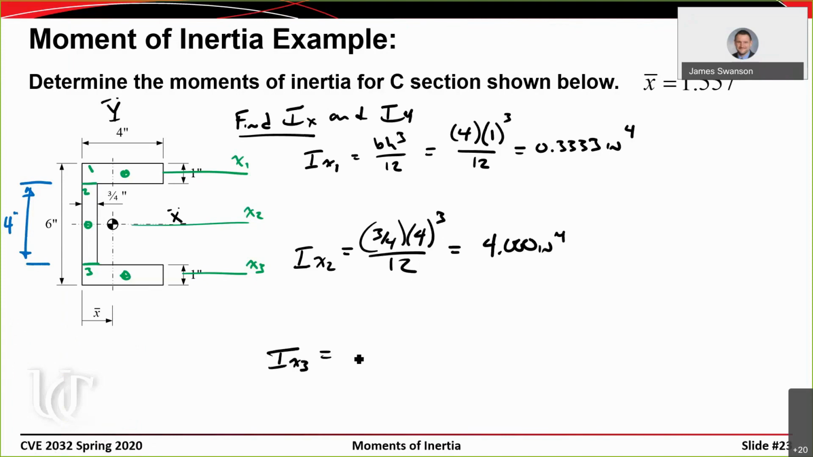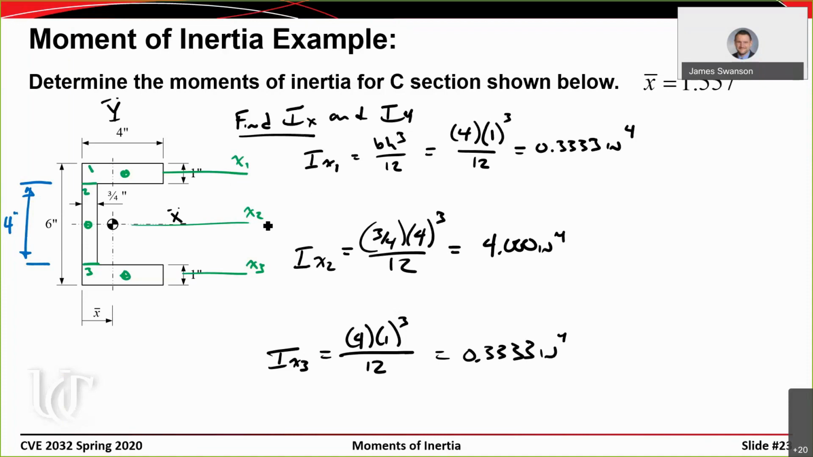So this is the moment of inertia of that bottom flange about its own axis. And the base there is going to be 4 inches again. The height is going to be 1 inch. And then we divide by 12, and we get 0.3333 inches to the 4th again. Now, you might be tempted to add these 3 numbers together to get the moment of inertia I sub x about the big x-axis, but you can't add them together because you can only add moments of inertia together when the axes are coincident, when the axes lie on top of each other. These 3 axes are parallel to each other, but they're not coincident, so we can't add them together.